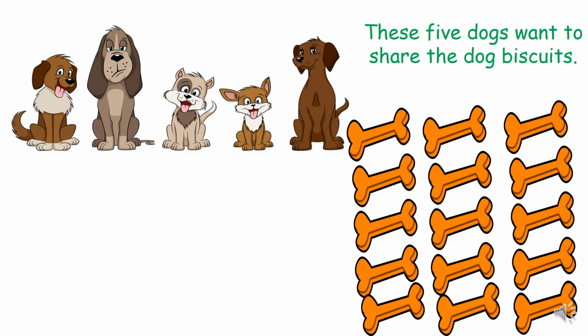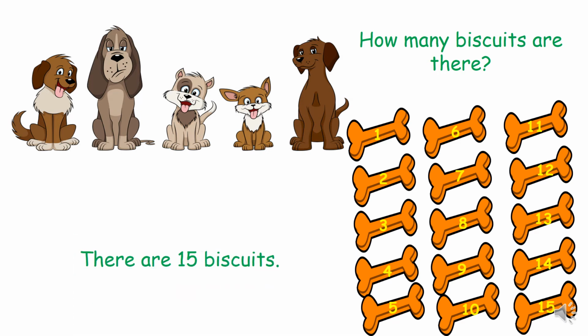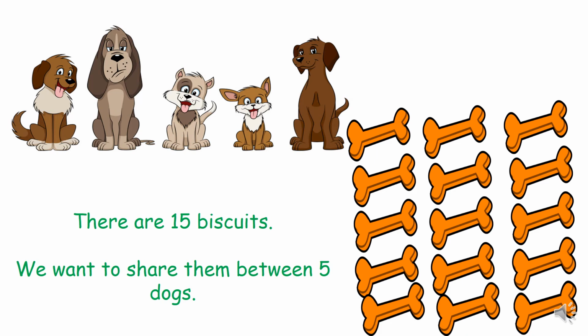You can help me with this next problem. So now we've got 5 dogs, and they want to share these dog biscuits out. How many biscuits are there? Let's work out the total. 1, 2, 3, 4, 5, 6, 7, 8, 9, 10, 11, 12, 13, 14, 15. There are 15 dog biscuits. You might have been able to tell that because I organised them into an array. There are 15 biscuits and we want to share them between the 5 dogs.